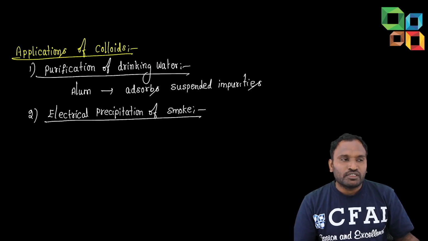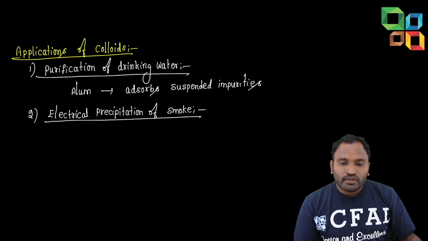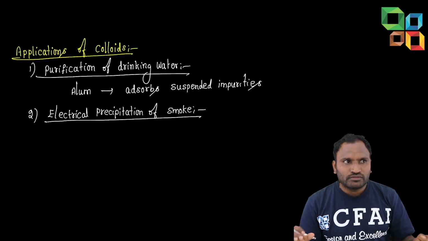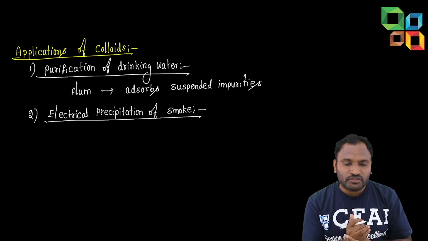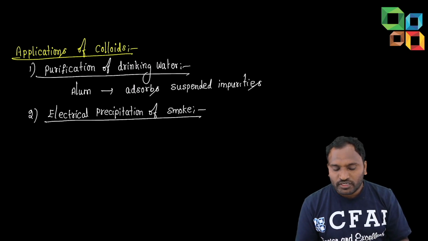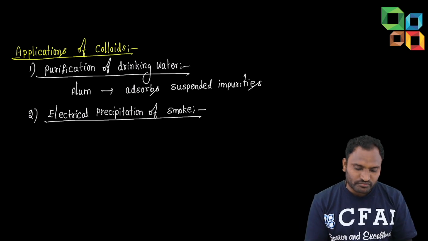Carbon, arsenic, dust, and all. Before they come out, they move towards oppositely charged plates and get coagulated. So in that way, we can control the atmospheric pollution.